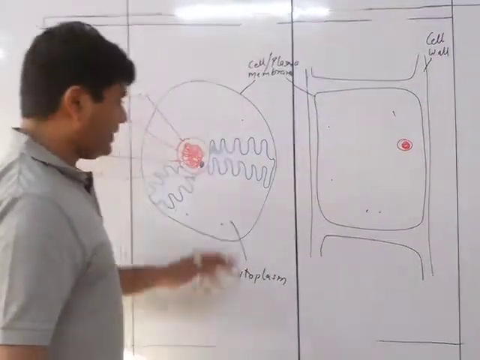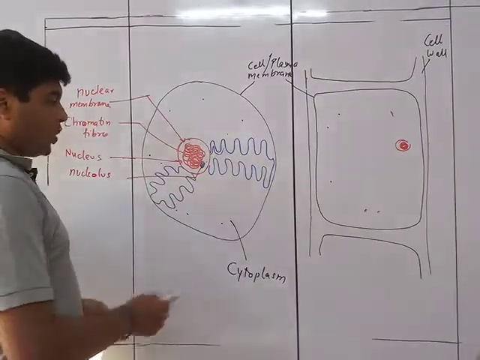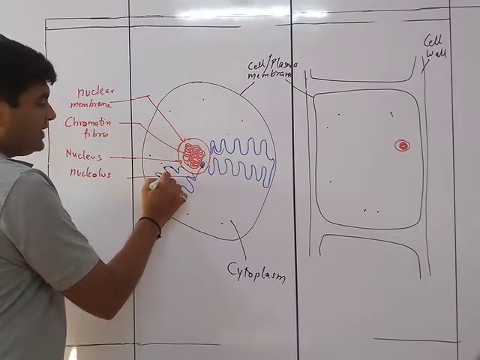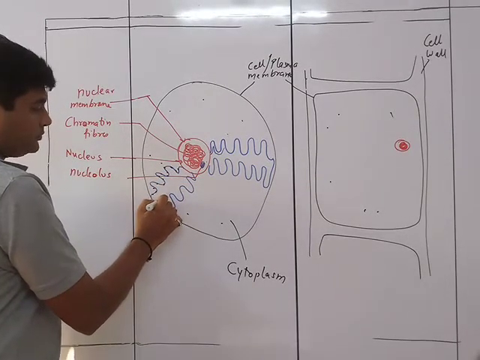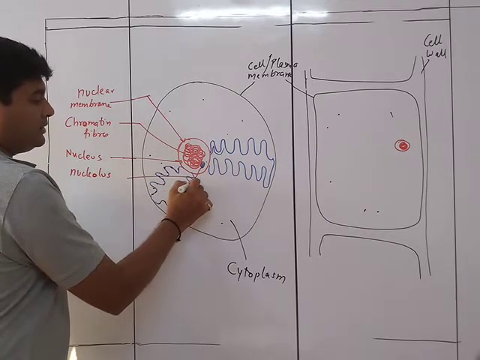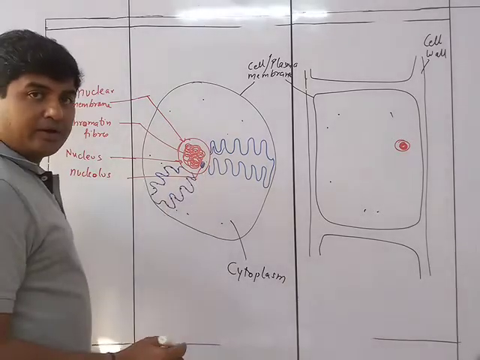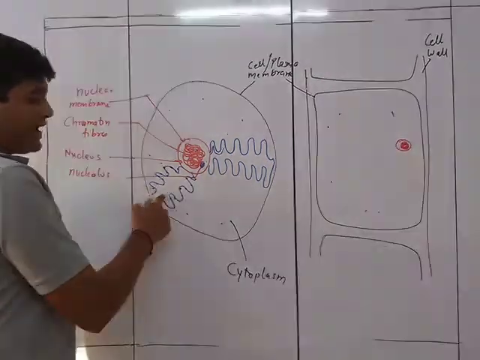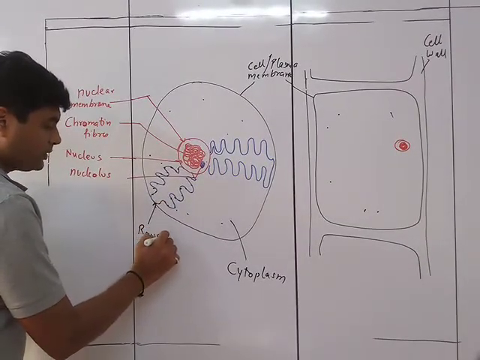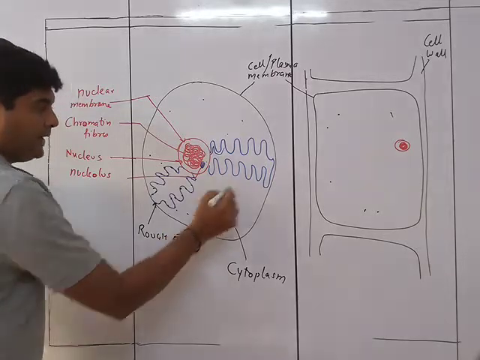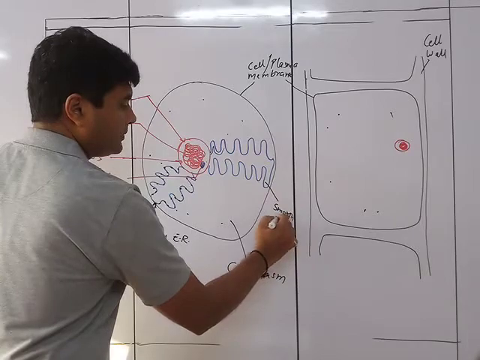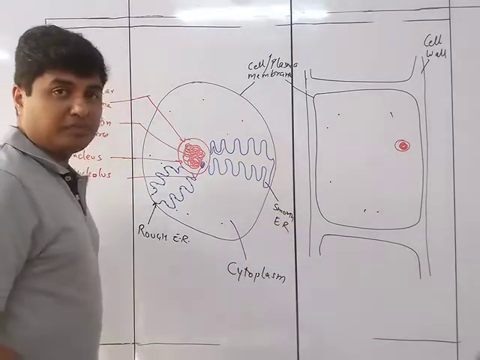So it may be smooth like this, or it could have some kind of spots on it. If they have spots like this on it, then this kind of endoplasmic reticulum, also called ER, short form of endoplasmic reticulum, will be called a rough endoplasmic reticulum. So this one over here is rough ER, and this one over here is smooth ER. ER is endoplasmic reticulum.